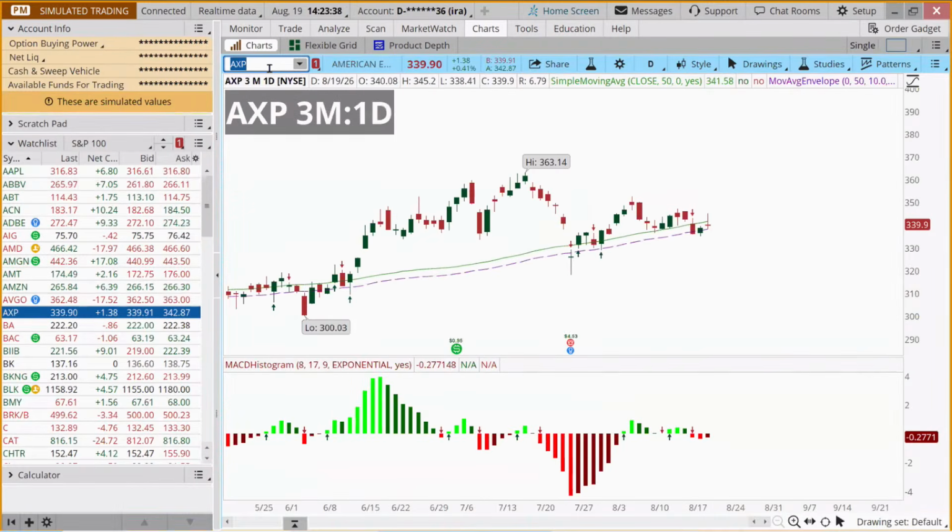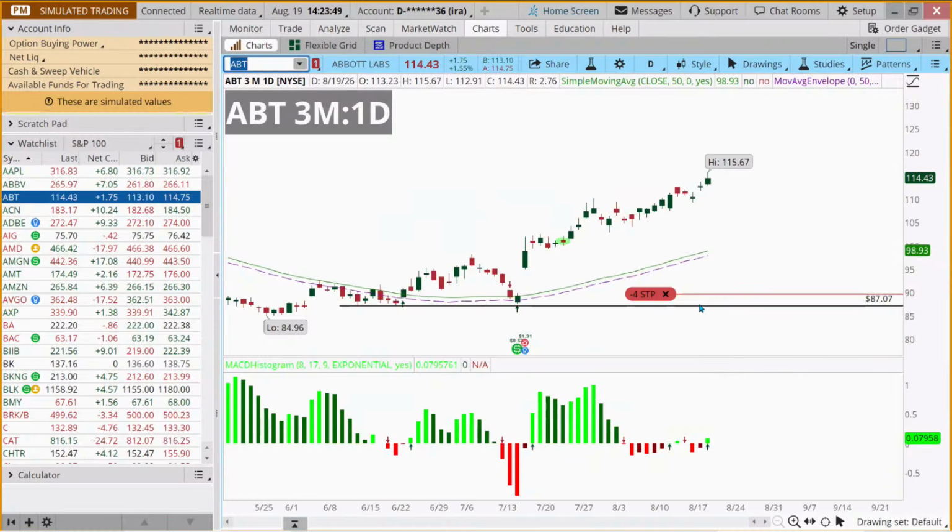AXP. So that one was a buy signal earlier. You can see it was above the moving average. The MACD actually was green, but that one's red. So this is not a valid buy signal anymore. It was this morning. ABT, green arrow on the MACD today.